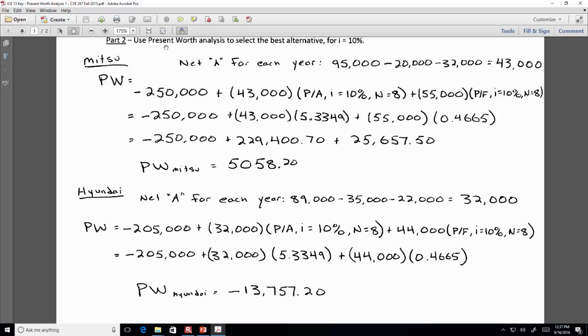So any questions about the Mitsubishi? It's the same approach for the Hyundai. The money-losing Hyundai, I should mention.